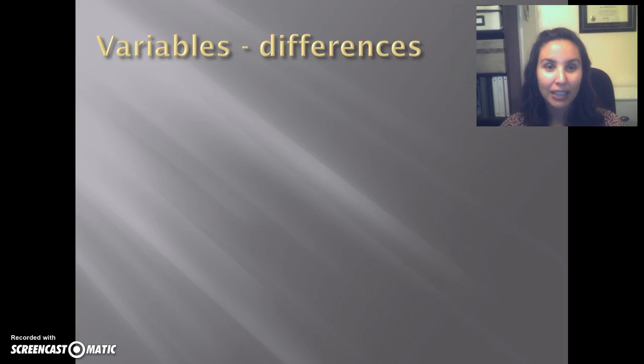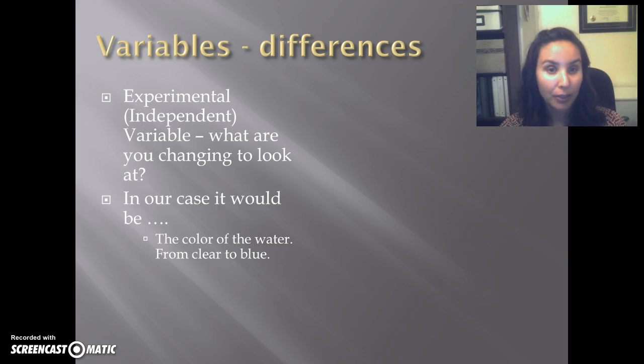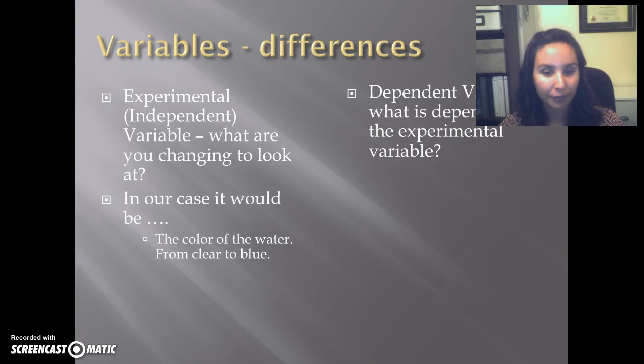Now we're going to talk a little bit more about variables and define them a little bit better. Usually we don't talk about this until about the high school level, but I wanted to add it in this lesson because I think it's really important to understand where we're going and where scientists are going when they have actual experiments. So the experimental variable is what you are changing to look at. So what are we changing in our experiment? In our case, we change the color of the water. We have clear and we have blue. So our experimental variable is the color of the water.